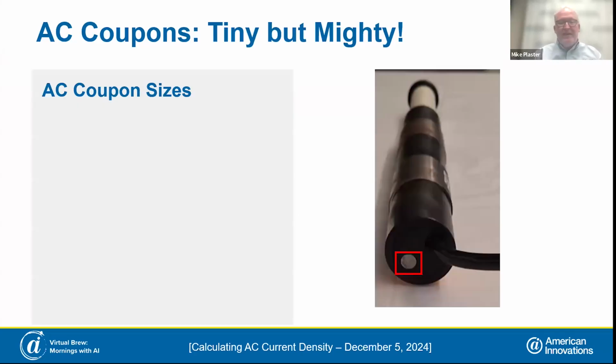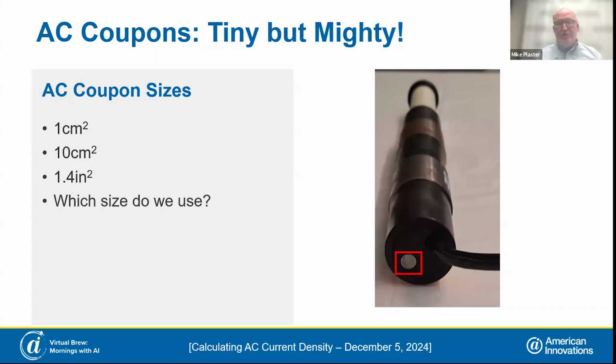So the first thing you're going to need to know is your AC coupon size that you have out in the field. We commonly sell a 1 centimeter squared, a 10 centimeter squared, and a 1.4 inch squared coupon. And so which size should you use? Well, the standards don't specifically tell us, but we suggest the 1 centimeter squared.